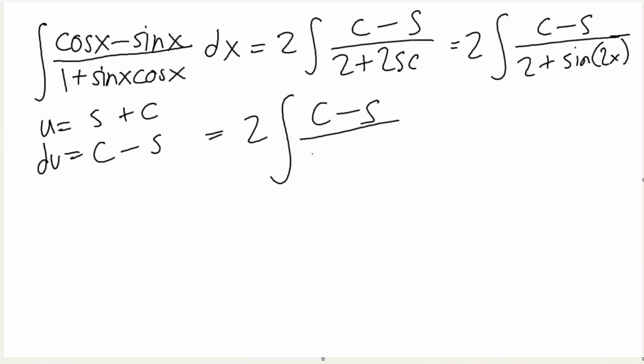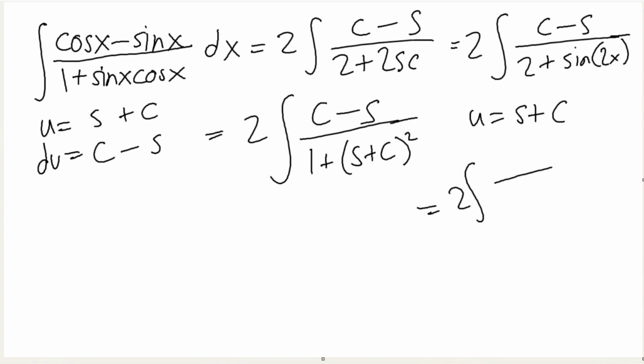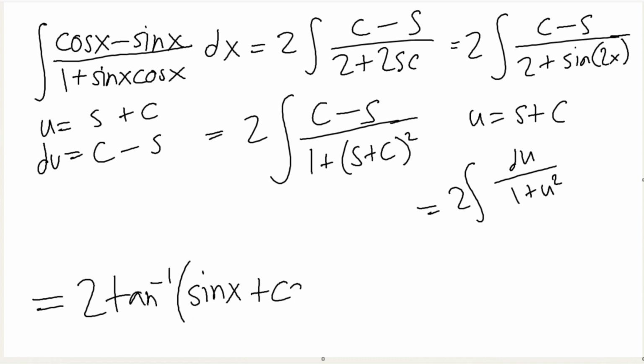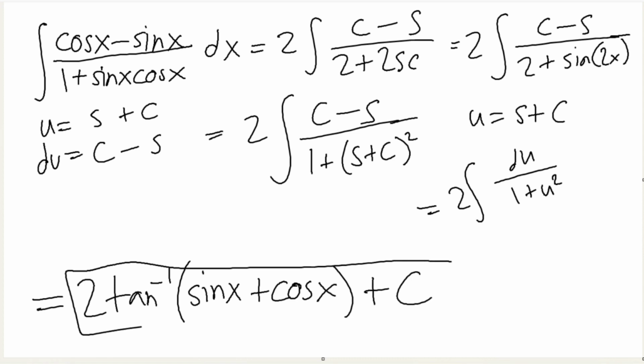Because I could just have that. 1 plus sine 2x is equal to s plus c squared. Now you can let u equal sine plus cosine, and this is just du over 1 plus u squared. Would you look at that? Now this whole integral is just 2 times the inverse tangent of sine of x plus cosine of x. And that is our answer.